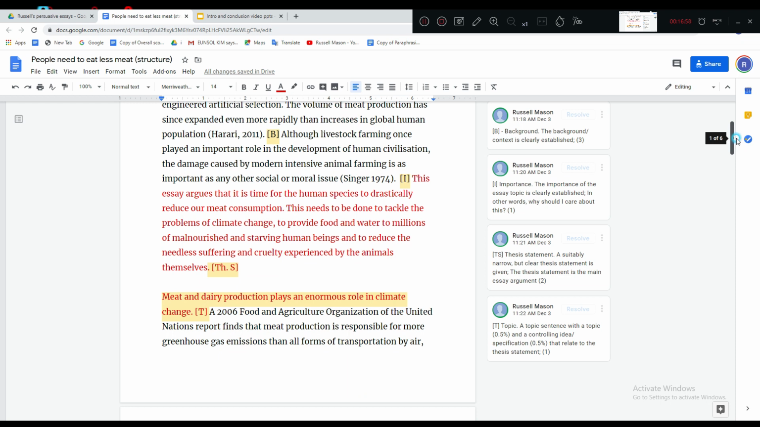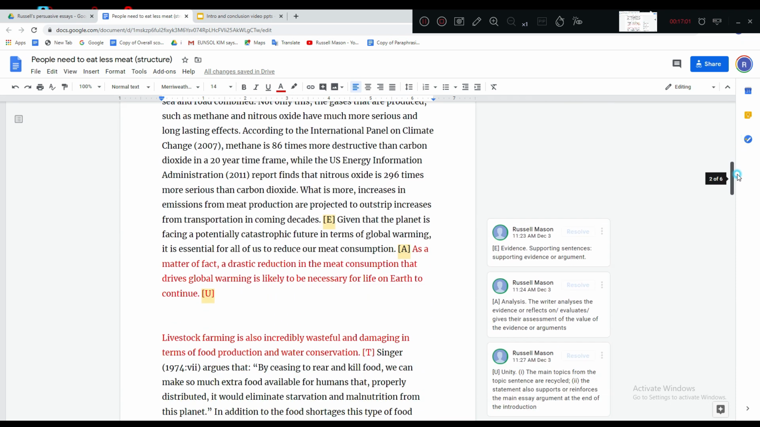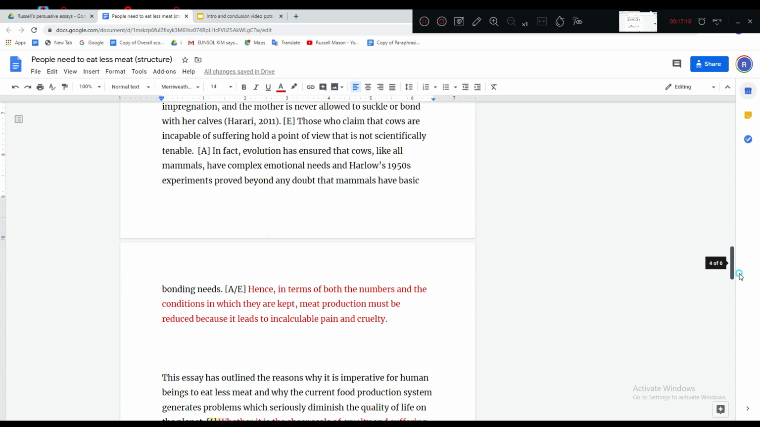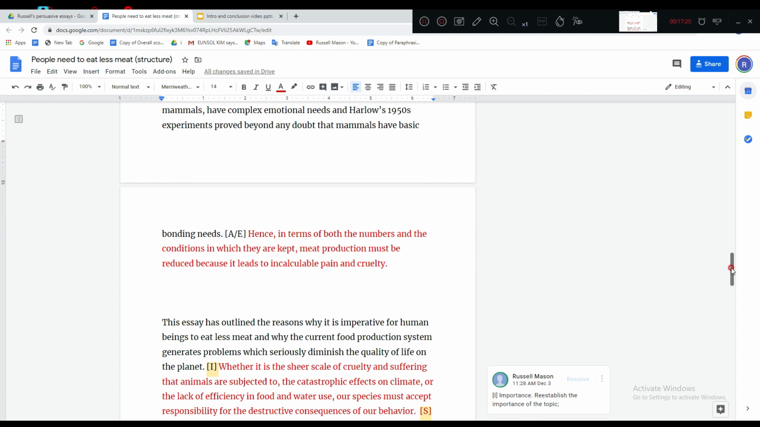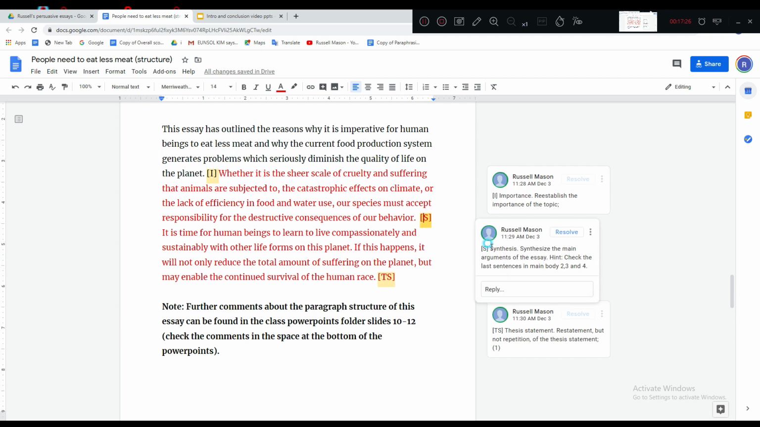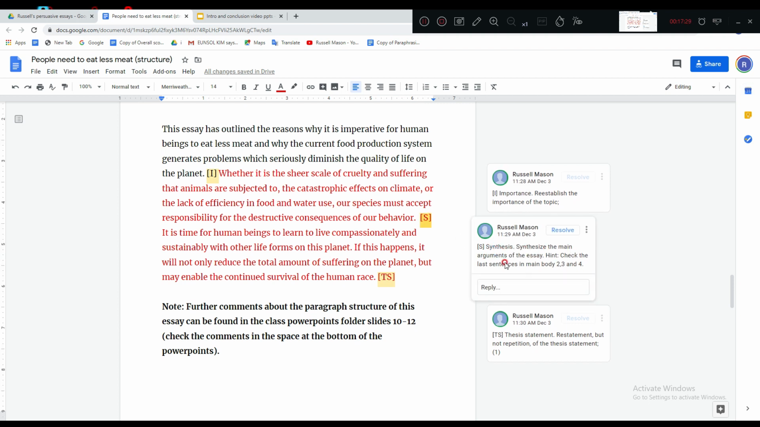One thing I want to say very quickly is about the unity sentences. So if you look at the unity sentences in the essay, so we're talking about the final or concluding sentences of each paragraph. This is how we do the synthesis in the conclusion. So I've marked the synthesis S, and the comment here says, synthesize the main arguments of the essay. Check the last sentences in main body 2, main body 3, and main body 4.